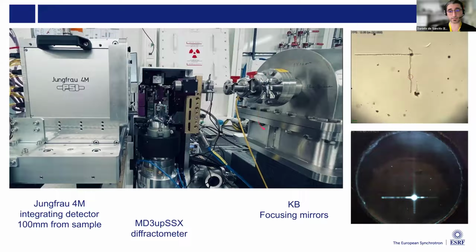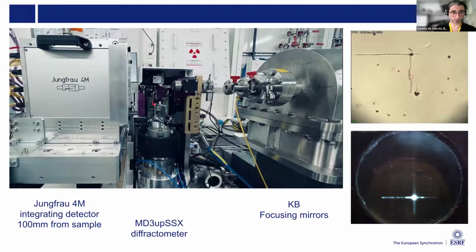So this is a closer view of the experimental setup. On this big vessel here, we have the KB focusing mirrors. The beam is focused down, with a beam size of about 4 by 2 micron, that you see here on the scintillating material, with a lot of fluorescence around from the screen. The sample position is over here.